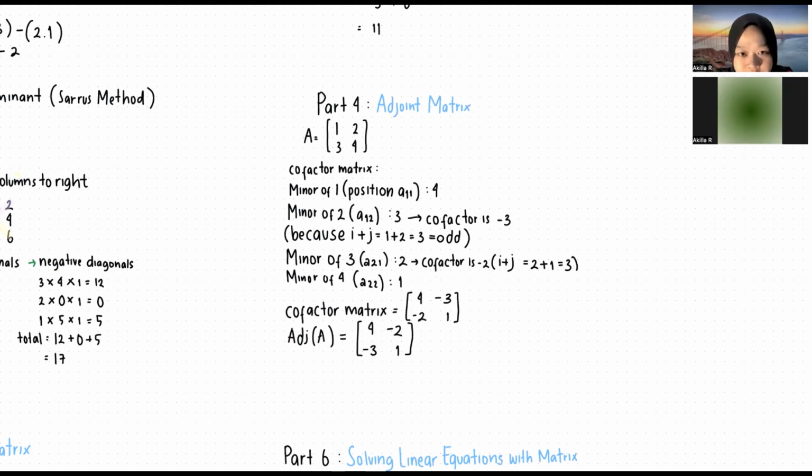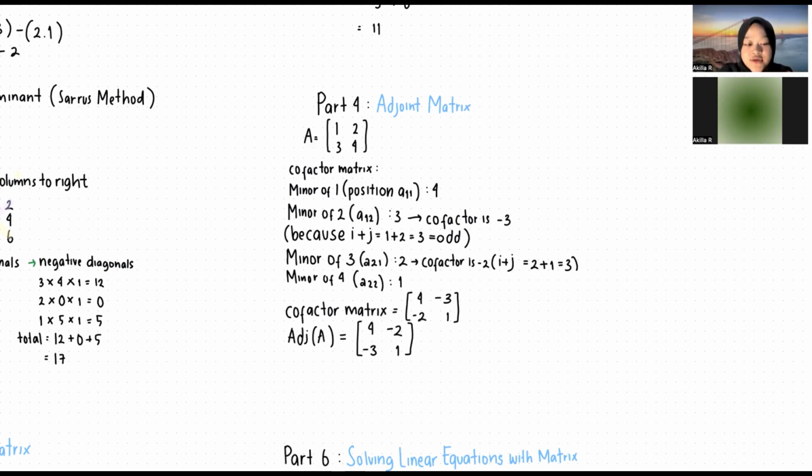Minor of 1, position A11 is 4. Minor of 2, position A12 is 3. So the cofactor is minus 3. Minor of 3, A21 is 2. The cofactor is minus 2. Minor of 4, A22 is 1. So the cofactor matrix is 4, negative 3, negative 2, and 1.